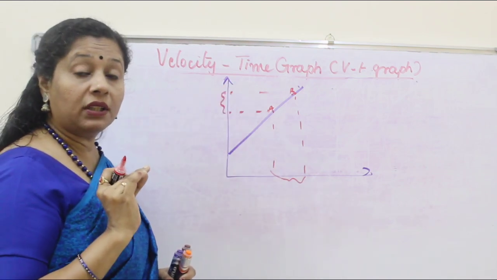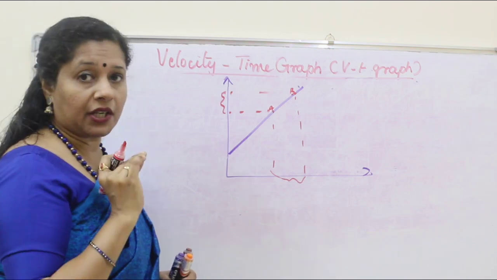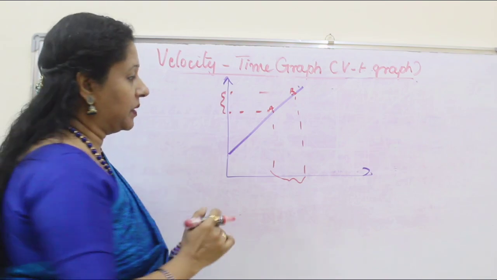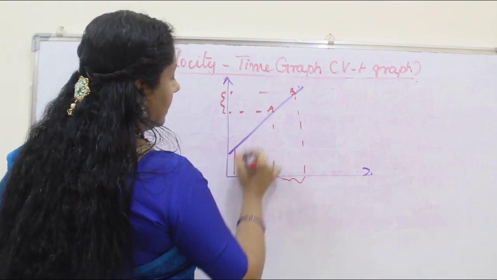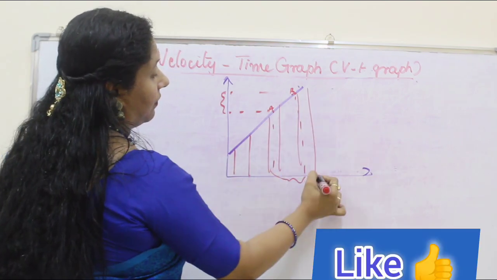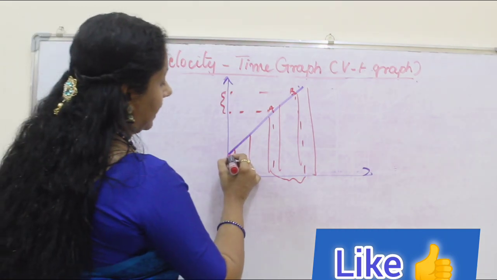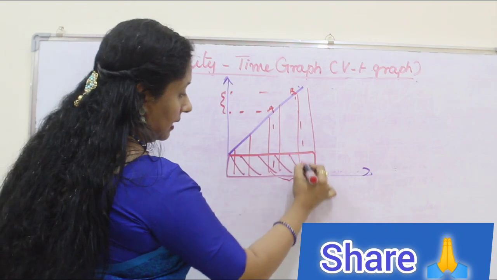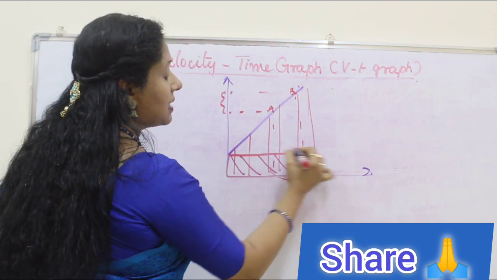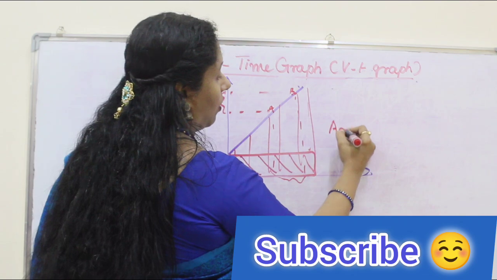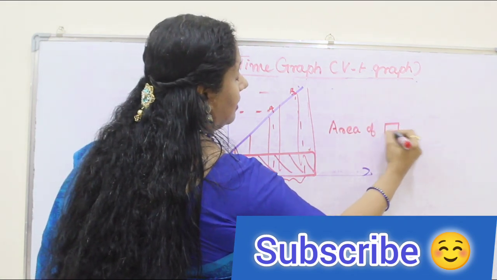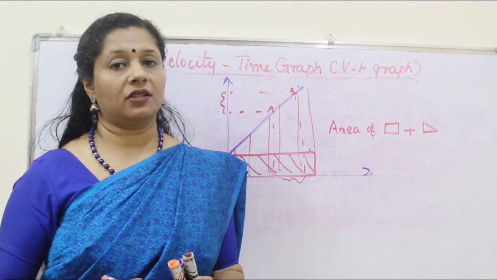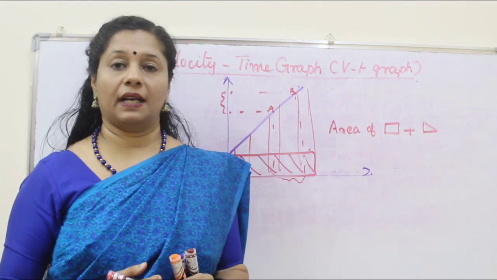But when you are finding out the displacement, slope will give us acceleration. But if you want to find out displacement, we have to find out the area. So in this, this much area we have to find out. So we have to take this as a rectangle, find out the area of this rectangle, then find out the area of this triangle. So area of the rectangle plus triangle, you will get the displacement of that body. So when we do practice questions, you will understand this.